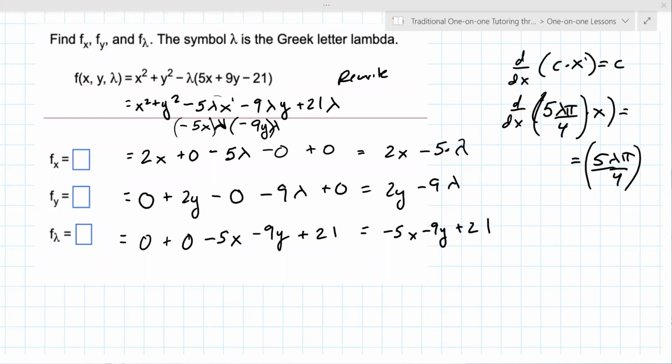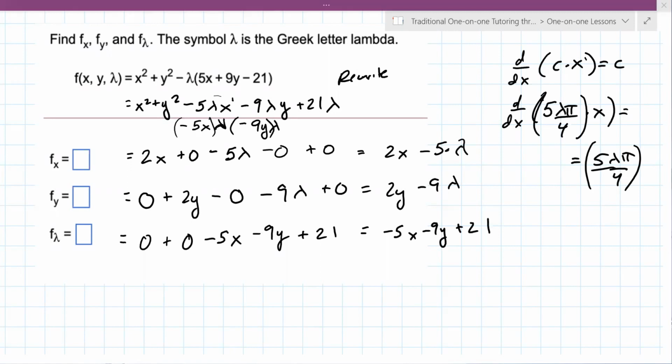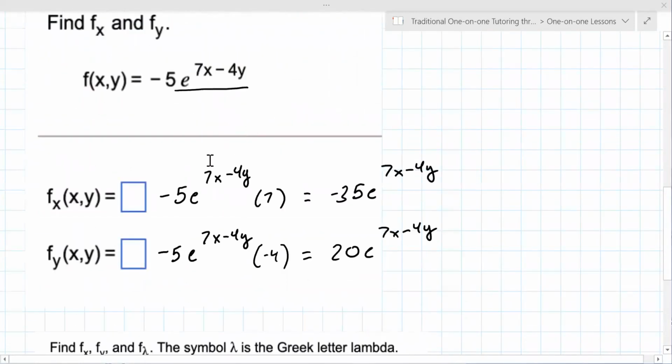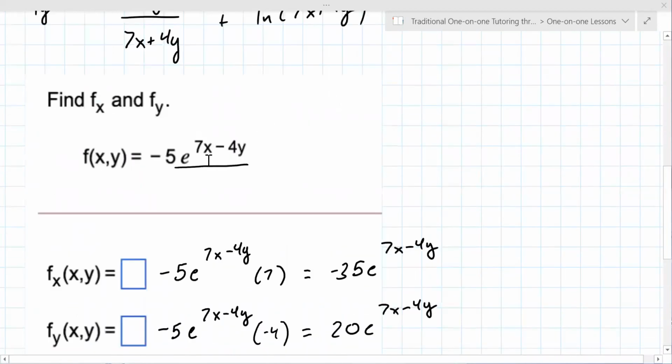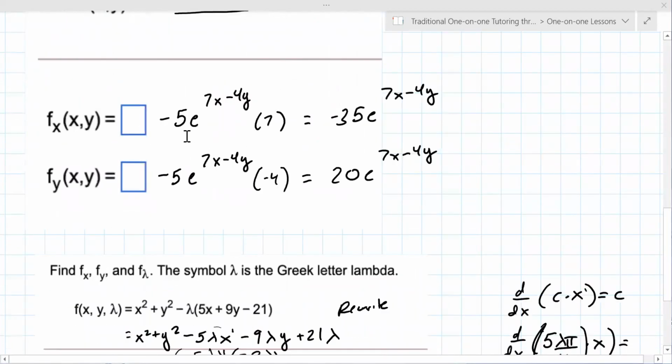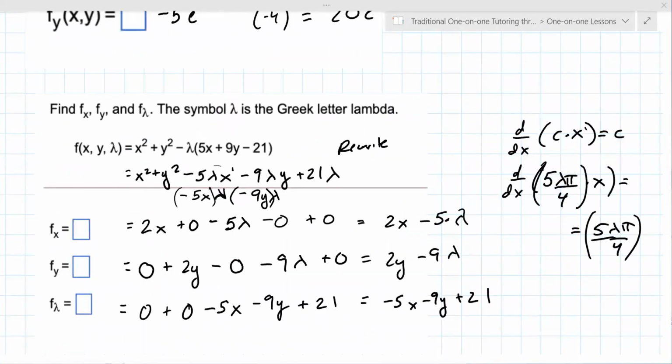Great. Wait. It looks like one we've already done. Oh, really? Okay. It looks like, yeah. No, I'm wrong. It's just a lot like this. Is it minus 5e to the 4x minus 5y? Yeah. Okay.